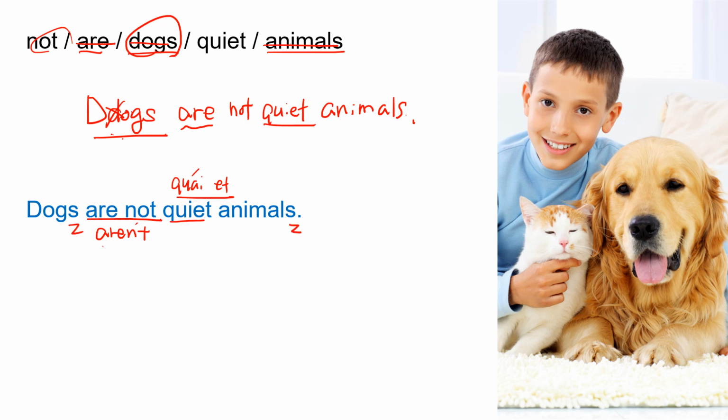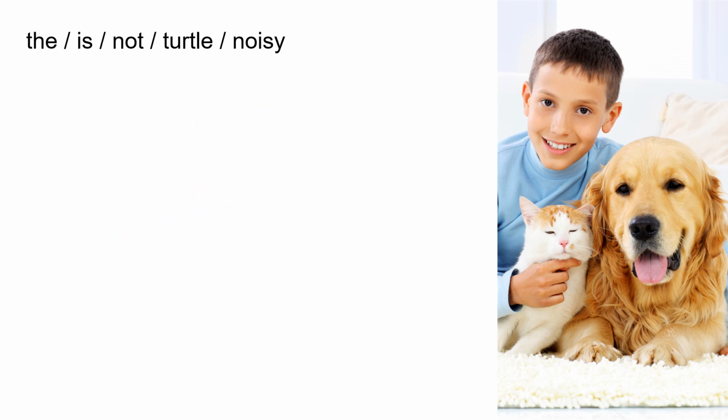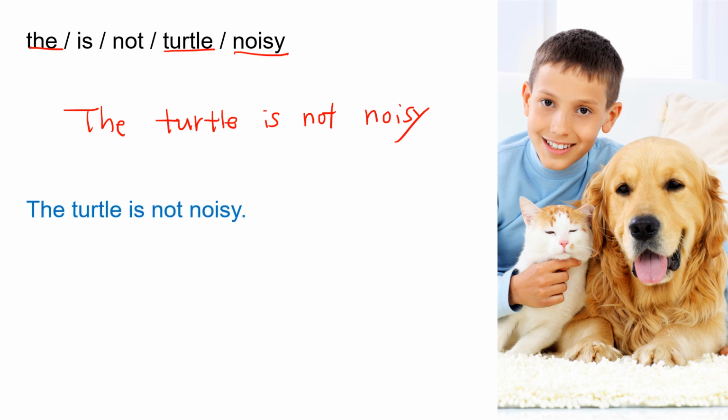Dogs are not quiet animals. And next one: the, is, not, turtle, noisy. There's only one noun, so turtle can be the subject. And the singular verb is. We have not here, so is not. And then the complement, noisy. And then the turtle. The turtle is not noisy. The turtle is not noisy. And here, the turtle.